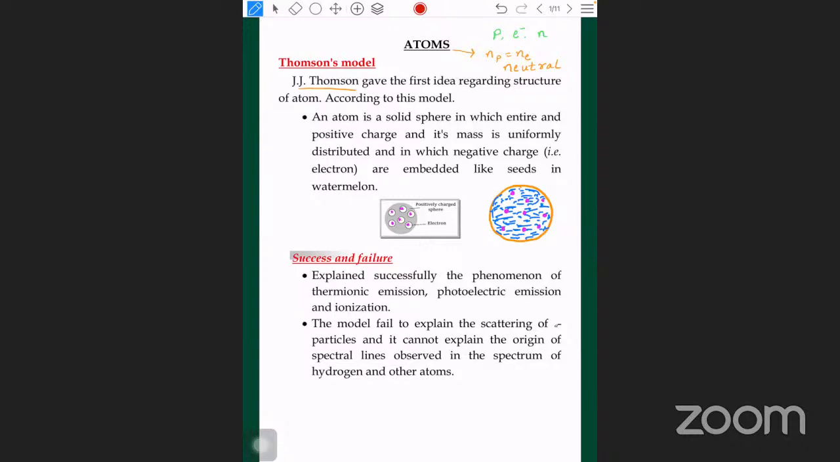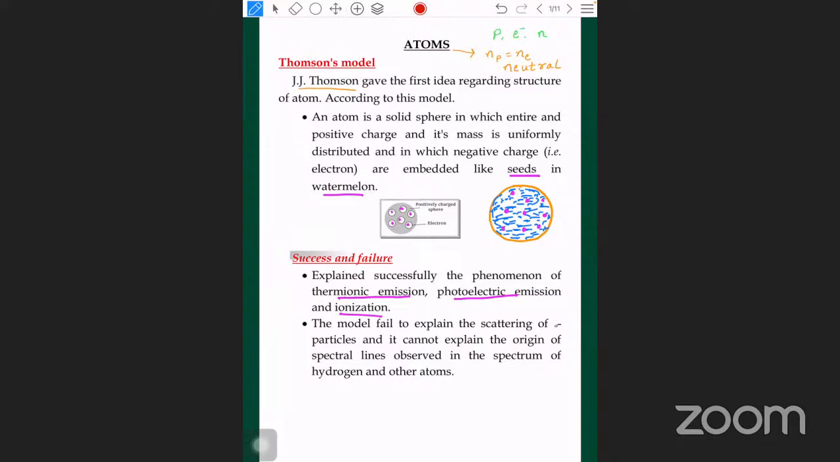So according to the J.J. Thomson atomic model, the entire mass of the atom is uniformly distributed, and negatively charged electrons are embedded here and there like seeds in a watermelon. This is what the J.J. Thomson atomic model tells. By using this model, we can explain the concept of thermionic emission, that is the emission of electrons because of the heating process. And also we can explain the photoelectric emission and the concept of ionization. Ionization means the removal of an electron.